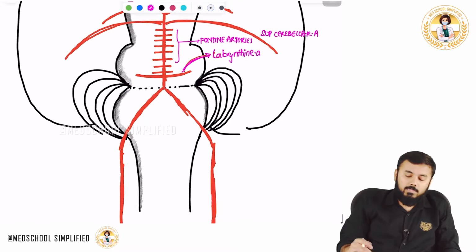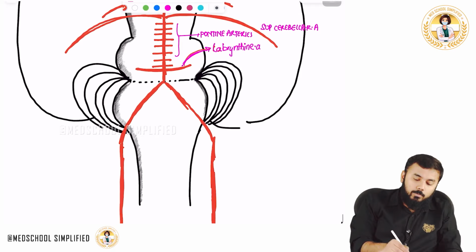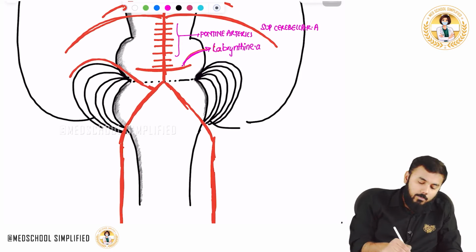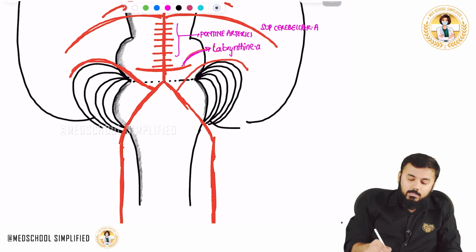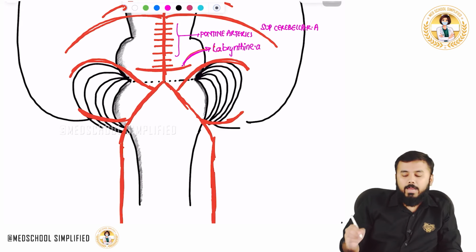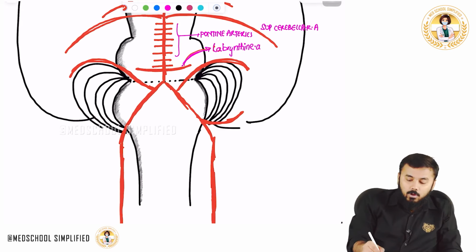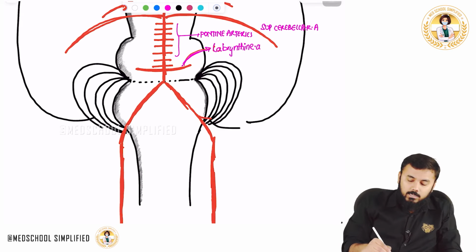Now after this labyrinthine artery, there are two more branches. What are these two more branches? One branch supplies the cerebellum from the top here. These are the two branches that supply the cerebellum from the top like this. And there are two more branches that supply the cerebellum from the bottom here. Now what are these two branches? Let me draw these branches first and then I will explain to you.